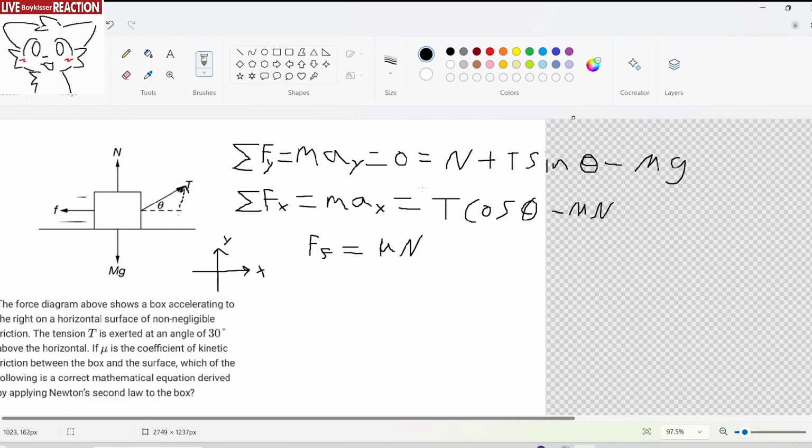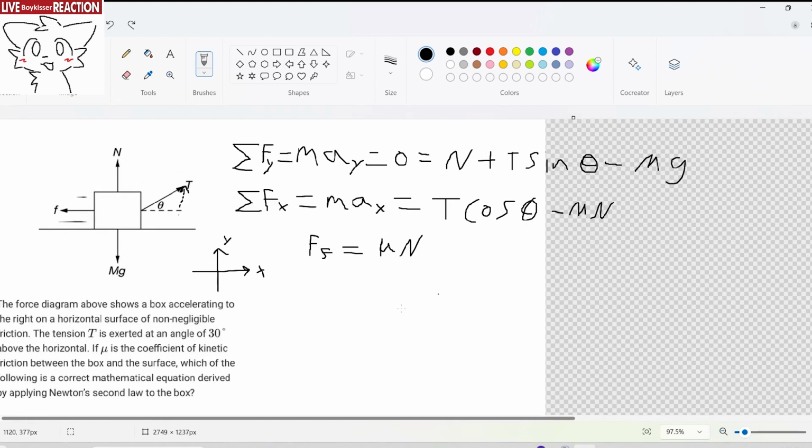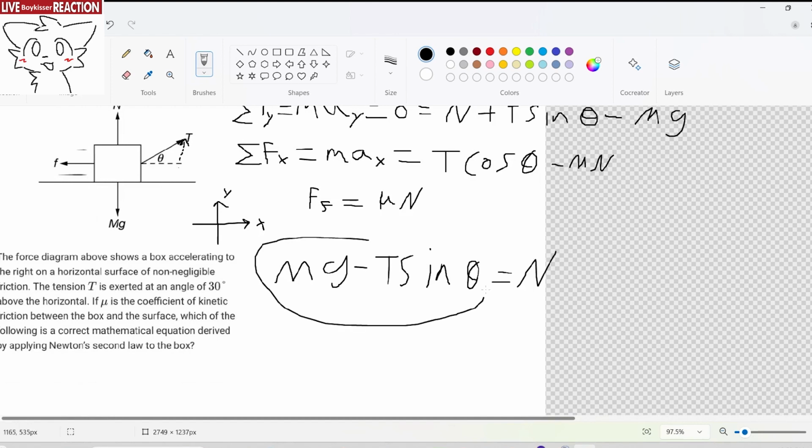And for the answer, we cannot express the acceleration in terms of N. So for now, we just have to solve for N, and we do that by using this equation. So if we were to use that equation, then we will rearrange it by solving for N. So if we put mg towards the left side and T sine theta towards the left side as well, we get mg minus T sine theta equals N. And we just plug this thing back into our original equation.